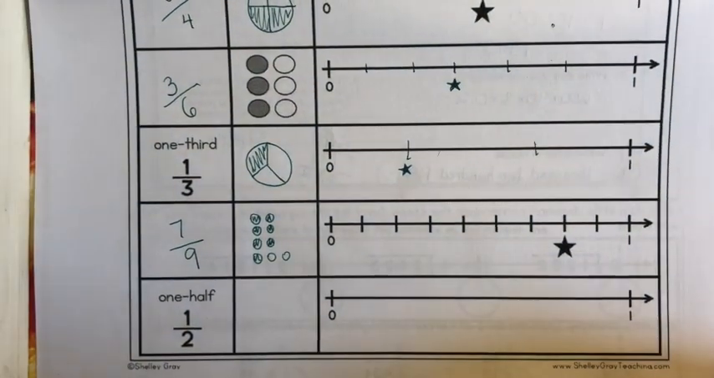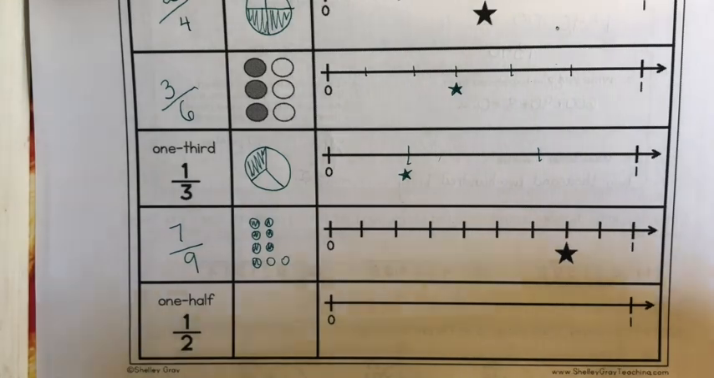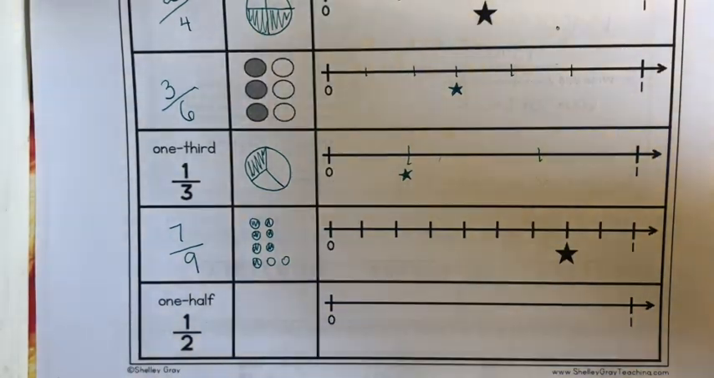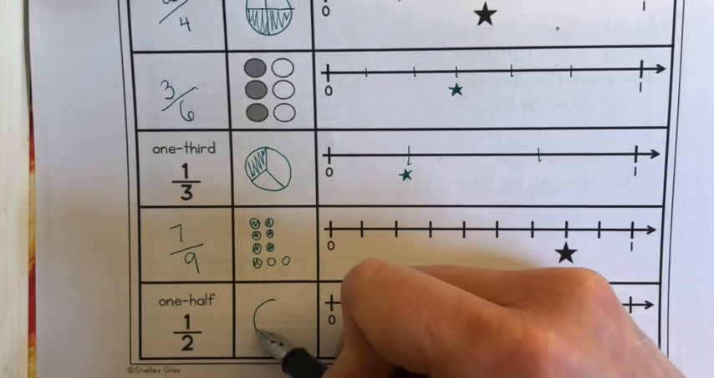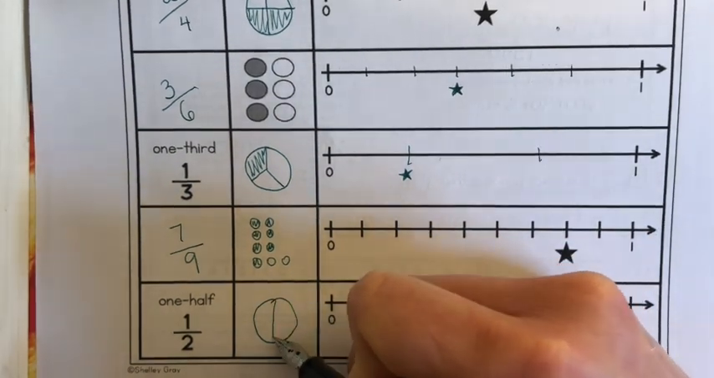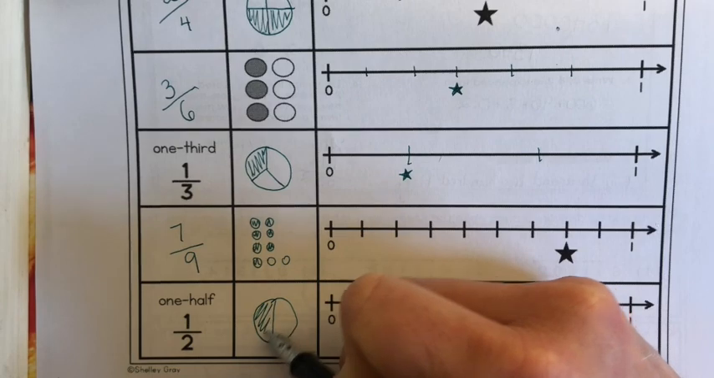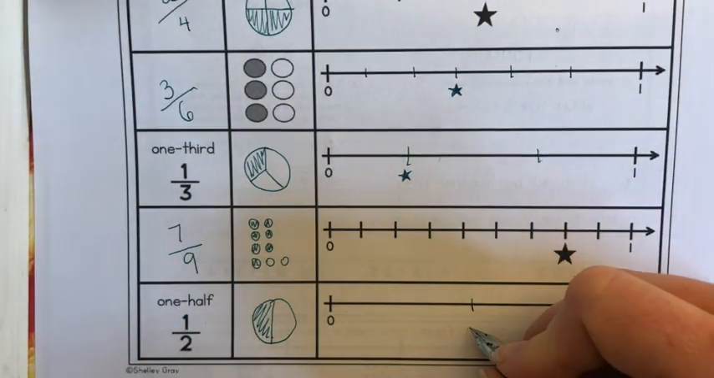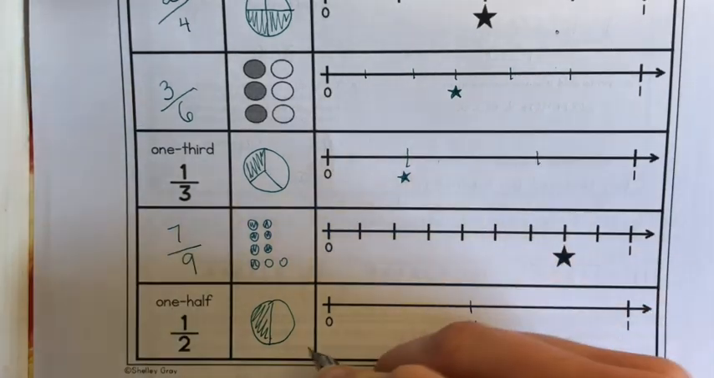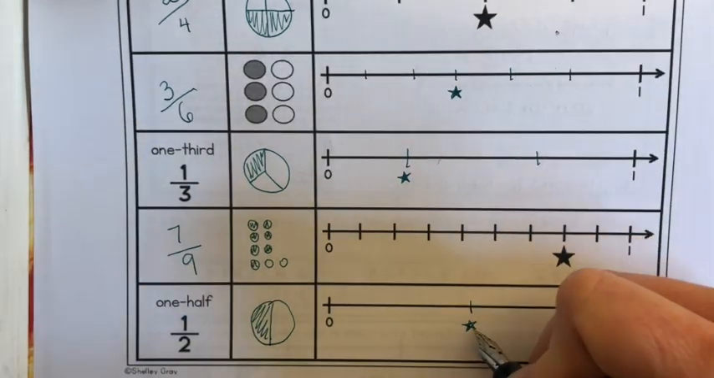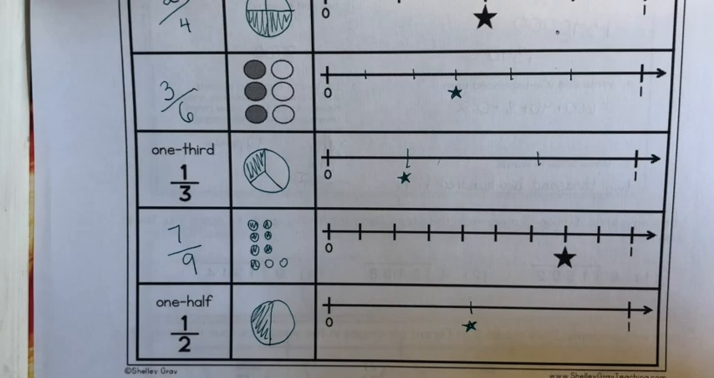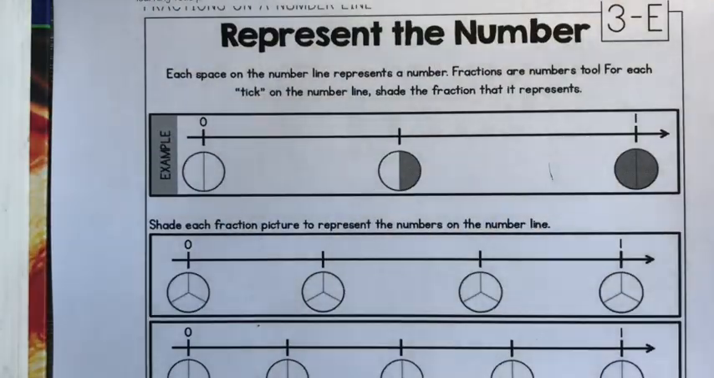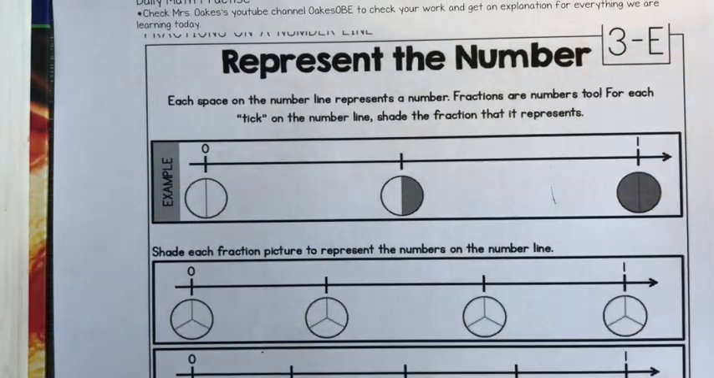Last one for this page, guys. You might want to pause this video and do it in 2 parts, because it's a long one today. So 1/2. I have 2 pieces. I shaded 1, and I'm going to mark halfway in between my 0 and my 1, and then I'm just going to mark it with a star. Easy peasy. All right, let's move on to representing the number.